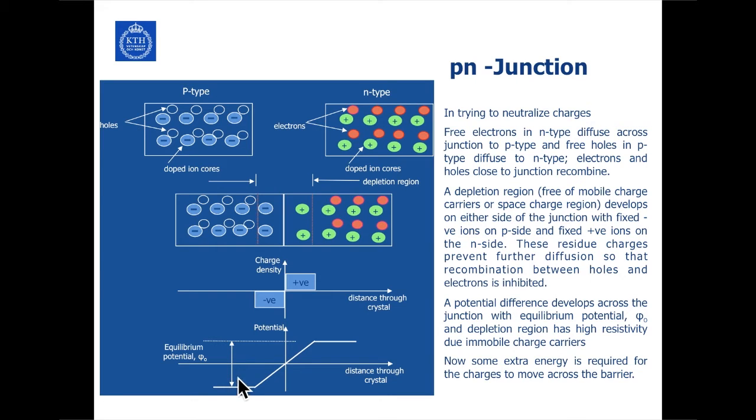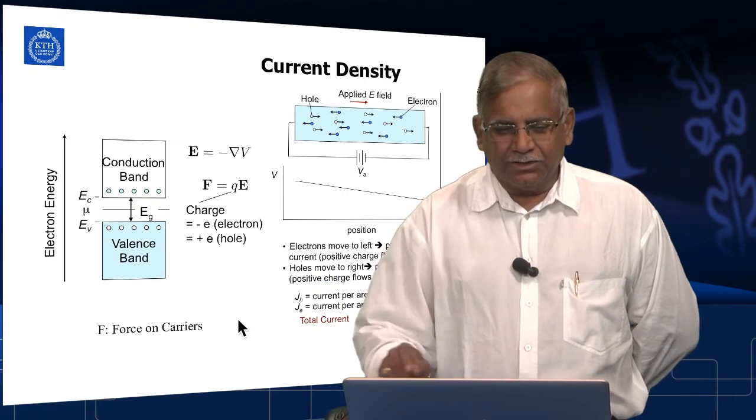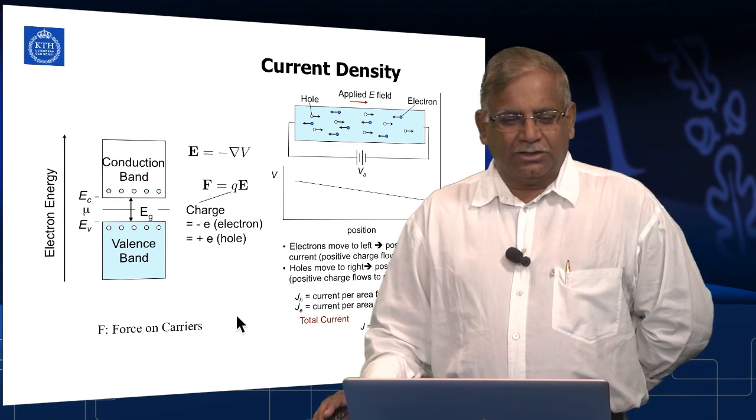Now if you want to move the electrons from the conduction band across beyond the equilibrium potential, you need some extra energy to move them across this barrier. When you shine a light or increase the temperature, you get an extra potential, and the current starts flowing through the system. So that is what we could do.